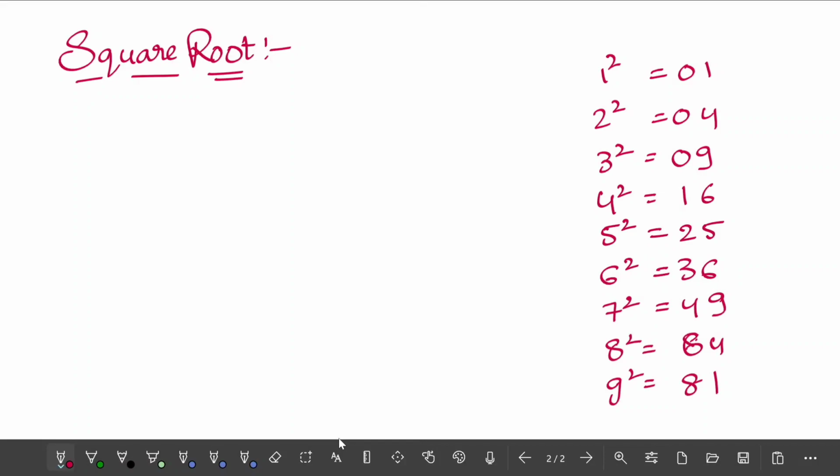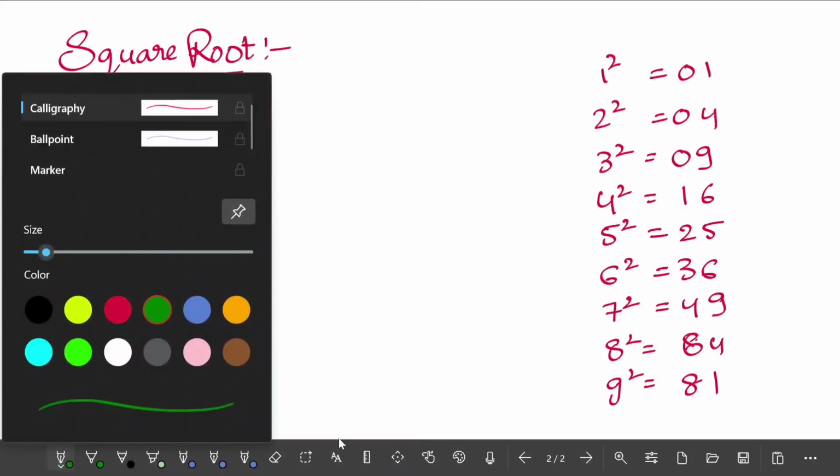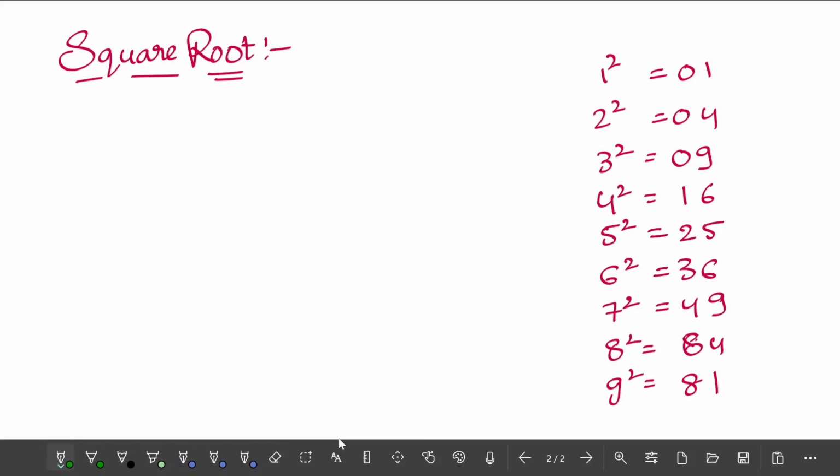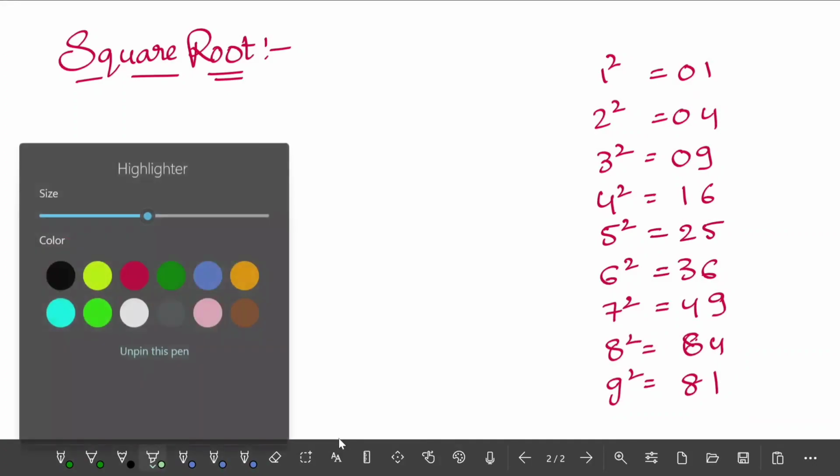Now let us try to learn some techniques for square roots. So how to find out a square root? Now here I have written some values.